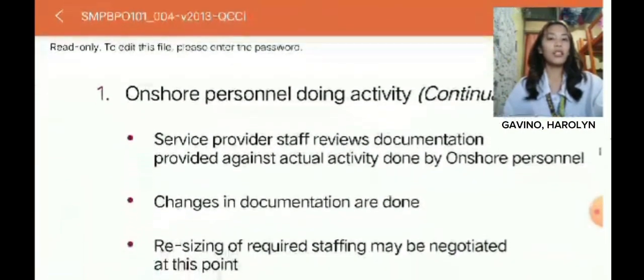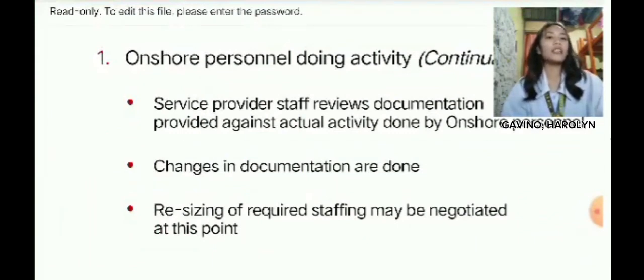The service provider staff reviews the documentation provided against the actual activity done by the onshore personnel. Changes in documentation are made. Raising of the required staffing may be negotiated at this point.